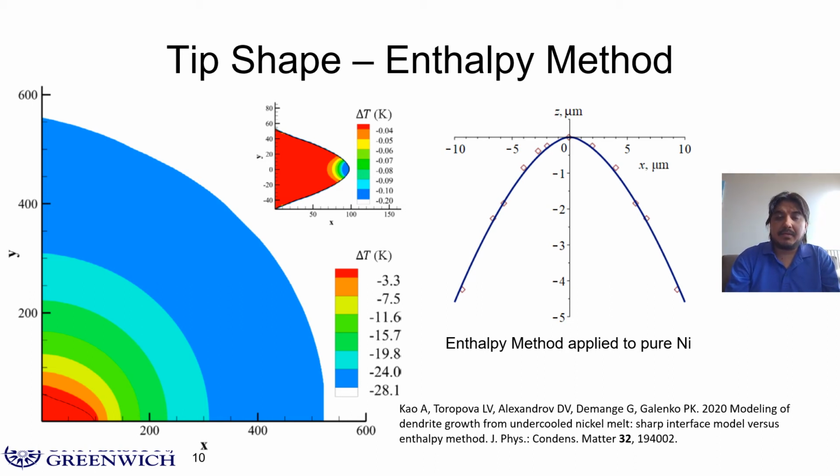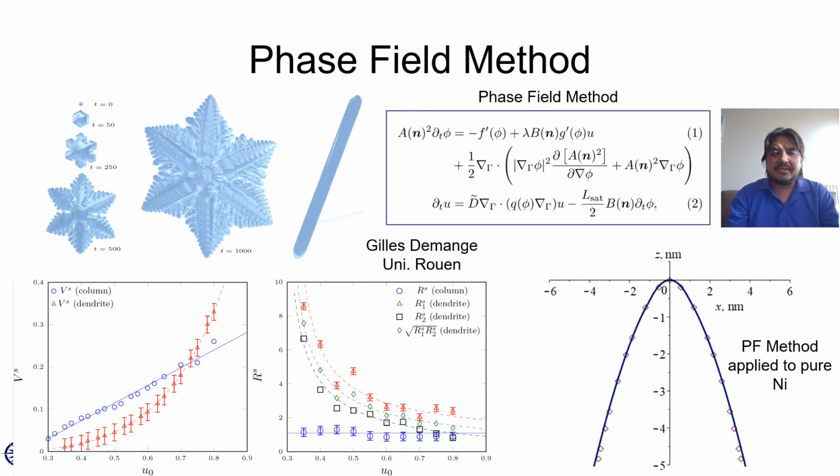We also used a phase field method, which is traditionally shown to be an accurate predictor of dendrite tip behavior. So on the left hand side here we have numerical calculations of an ice crystal, and this was shown to match extremely well with, again, the sharp interface model for both tip velocity and the tip radius. And we calibrated this model to again look at pure nickel, and so again on the right hand side you can see here an excellent match to the Alexandrov-Galenko theory for tip shapes.